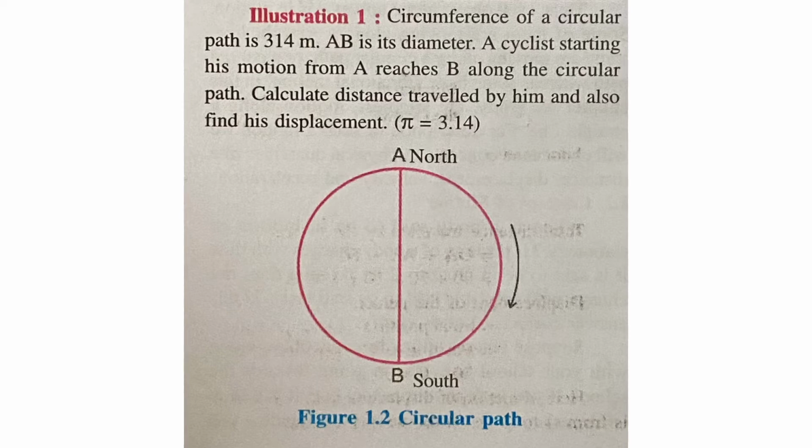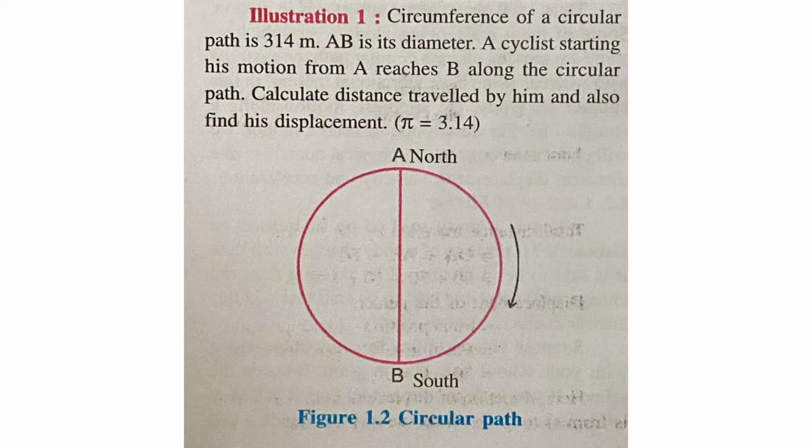So students, first of all, what is given here? The circumference of a circular path. What is circumference? It is the length of a circular path. So here you can see that a circular path is shown in the figure and its length is 314 meter, and AB is the diameter of this circular path.